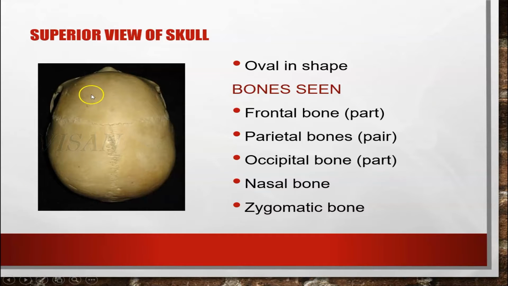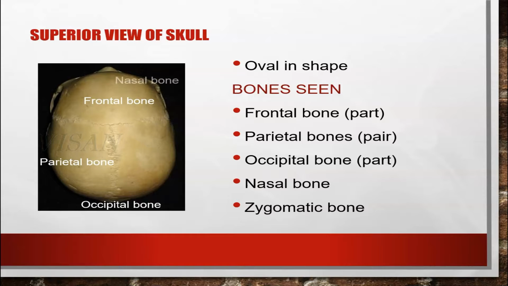So here, I already said the outline is oval in shape. We should know which is the anterior aspect and which is the posterior aspect. In the oval shape, anteriorly it is narrower, whereas posteriorly it is broader. The bones seen are, anteriorly, the frontal bone. Just posterior to that we can see a pair of bones called the parietal bones. And posterior-most we can see part of the occipital bone. These are the major big bones seen in the superior view of the skull.